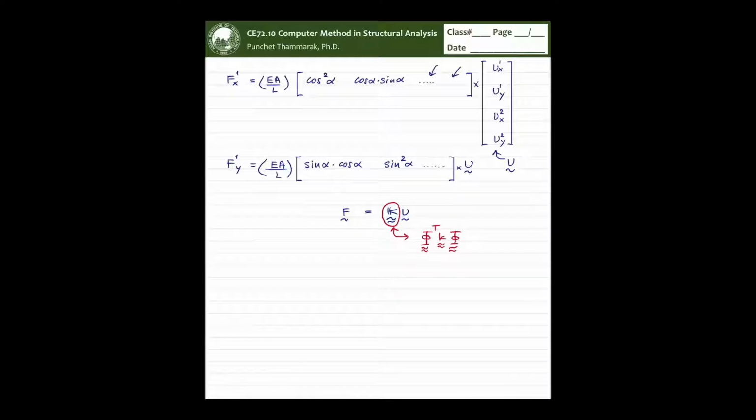Okay, so we are going to continue in the next video with the derivations of the stiffness matrix and the transformation of the stiffness matrix for the planar frame member. See you.